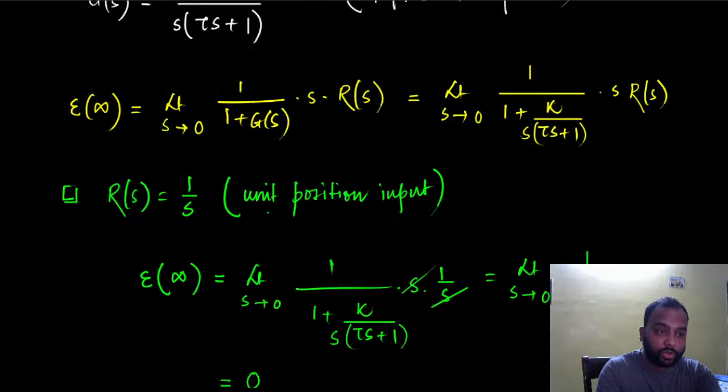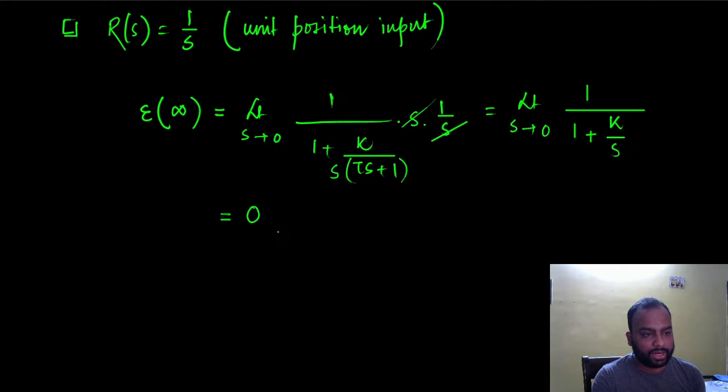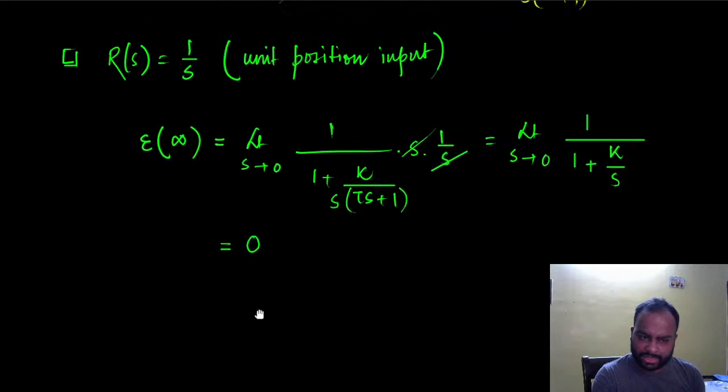For this system, so this system has a 0 error to unit position input, or rather any position input. So if I give this system a position command, then it will be able to follow that position command properly, given enough time. I think that's understood.